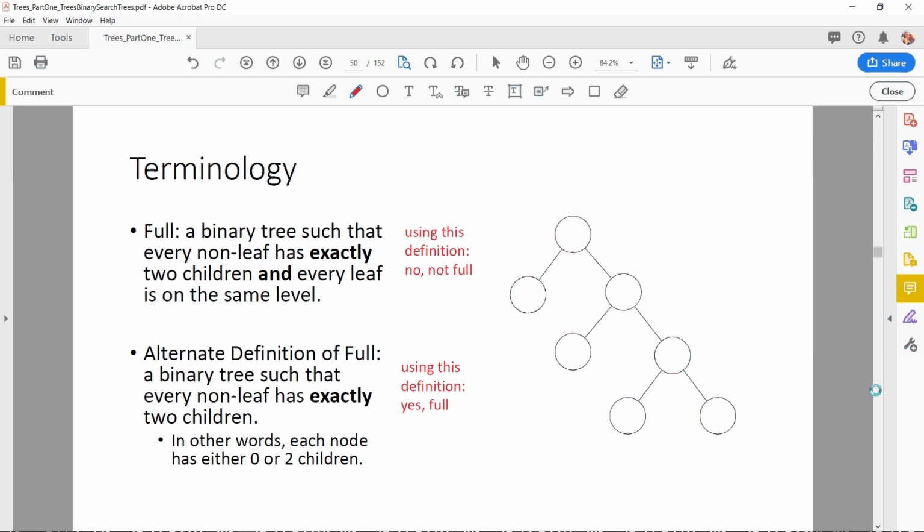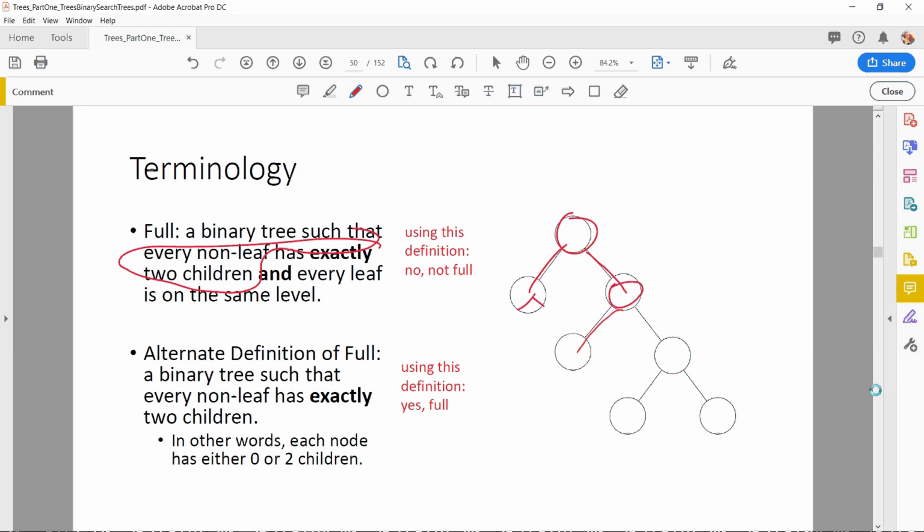by the first. Okay, so this tree here, first of all, it is a binary tree, right? This node has two children, 0, 2, 0, 2, 0, 0. So it is a binary tree. Is it full using the first definition? Well, does every non-leaf have two children? Let's see, this is a non-leaf. It has two children. This is a leaf, so we don't care.